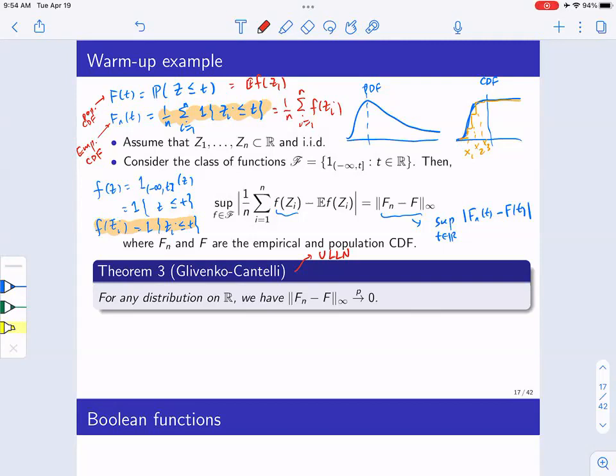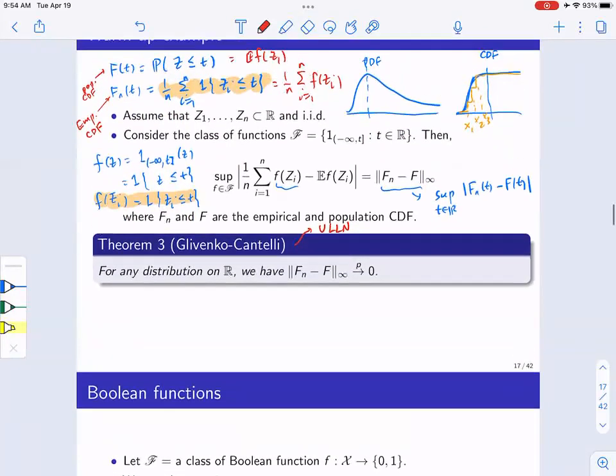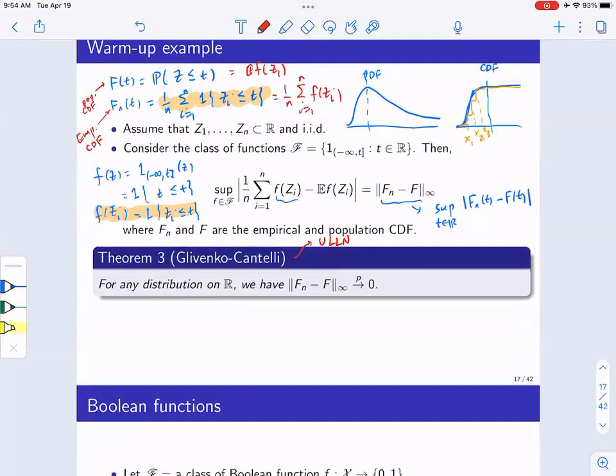So the class of functions for which this supremum goes to zero is called a Glivenko-Cantelli class. The Glivenko-Cantelli result says that the set of indicators of half intervals is a Glivenko-Cantelli class. Okay, so is the statement clear? The fact that the empirical CDF converges to the population CDF uniformly is an example of controlling these types of suprema.